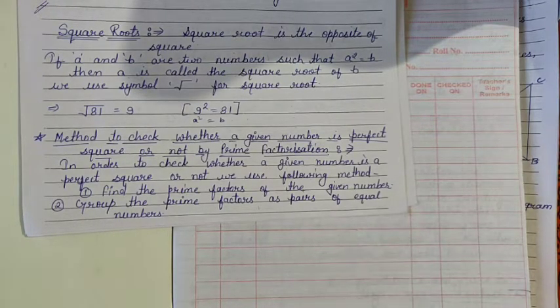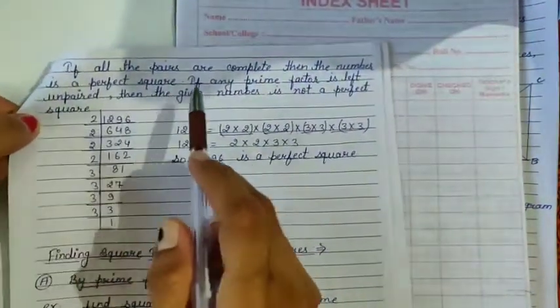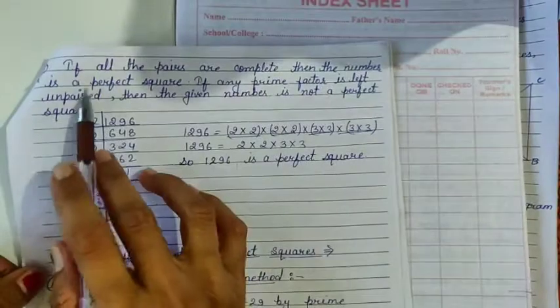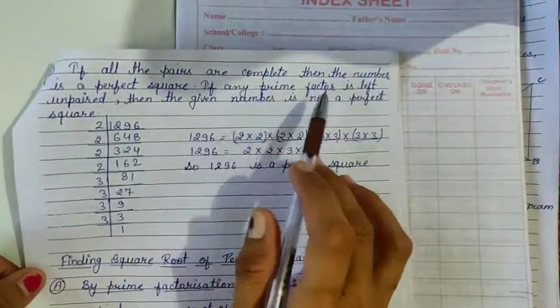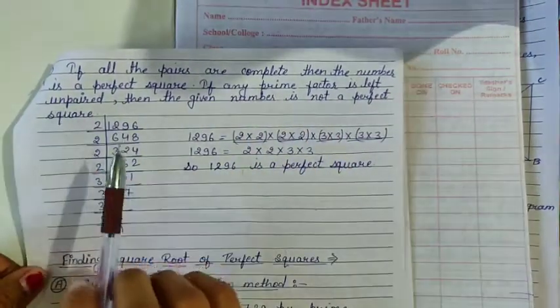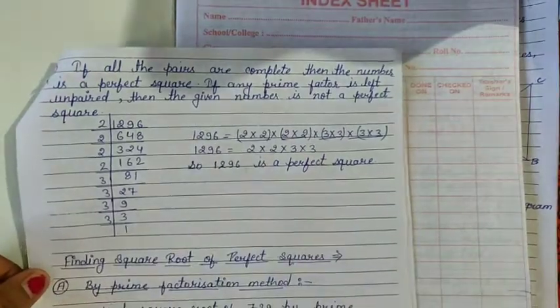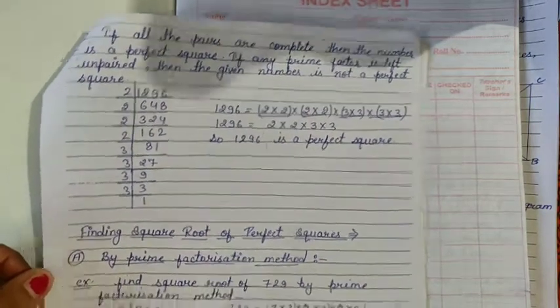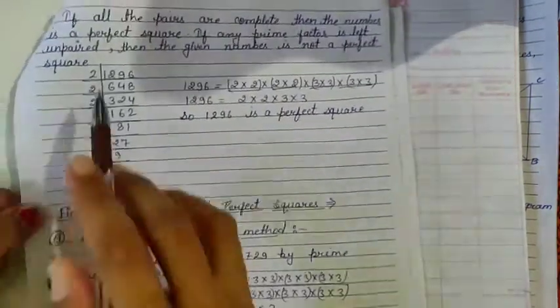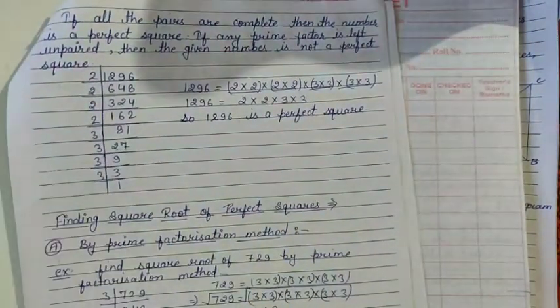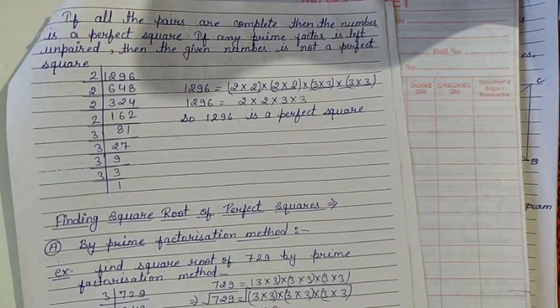Okay, now if all the pairs are complete, then the number is a perfect square. If any prime factor is left unpaired, then the given number is not a perfect square. For example, 1296. We have to find whether 1296 is a perfect square or not.